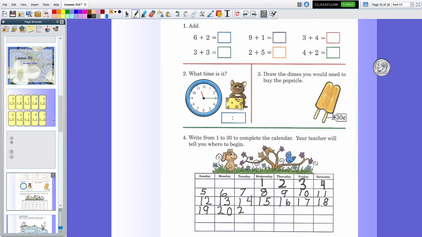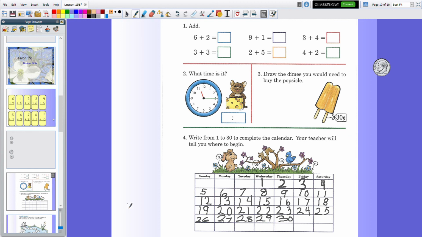21, because we're in the 20 family, 22, 23, 24, 25, 26, 27, 28, 29, 30. And we have only 30 days in April.